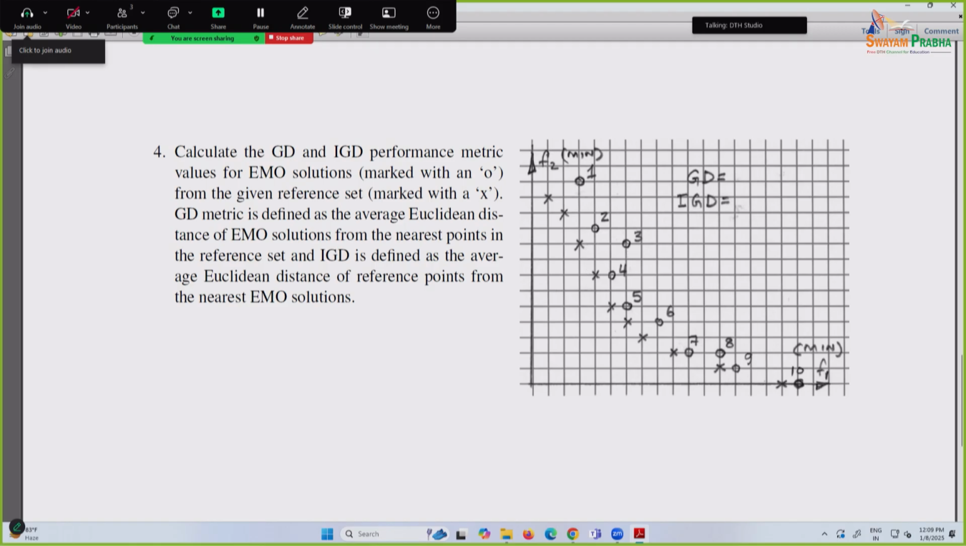The GD value will be the average distance from each one of your points to the closest cross. Compute for one: what's the closest one? 1 unit this way, 2 units that way, so this is going to be the square root of 5 units, the square root of 1 plus 4. This one may be closest to that one, so it's the square root of 2. This one is closest to that one, so it is 1. Okay, so all that you compute.